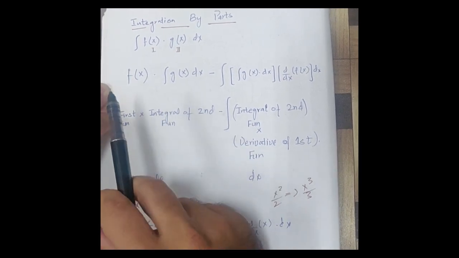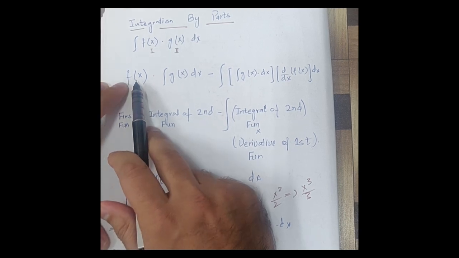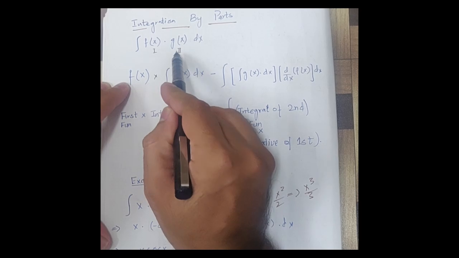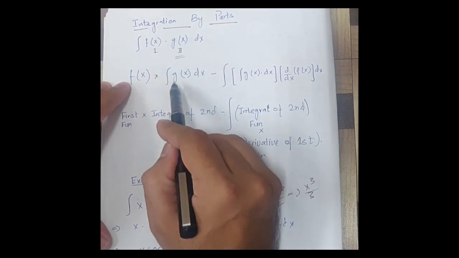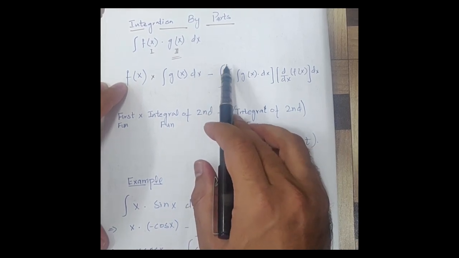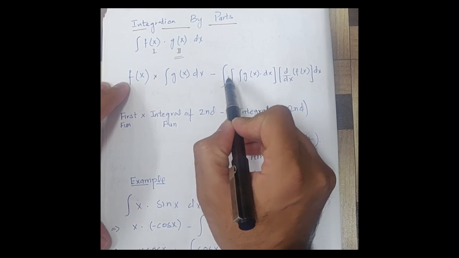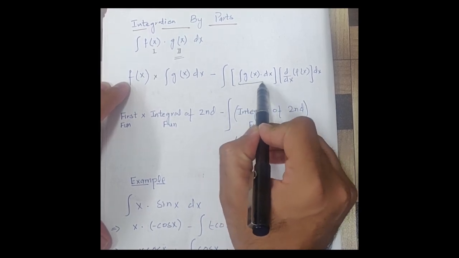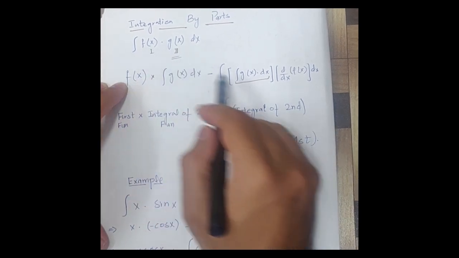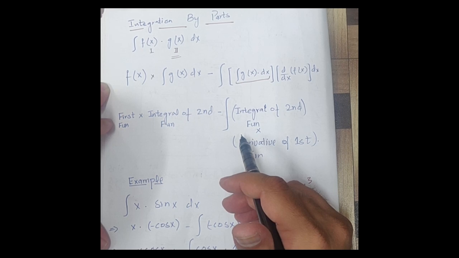Now to solve this integral, we write the first function as it is and multiply it with the integral of the second function only. Now the integral of g of x is here, minus the whole integral of the integral of the second function multiplied by the derivative of the first function. So that's basically how we perform integration by parts.